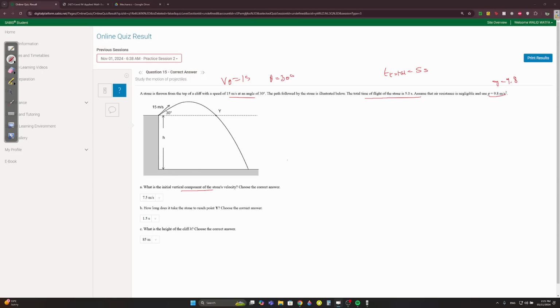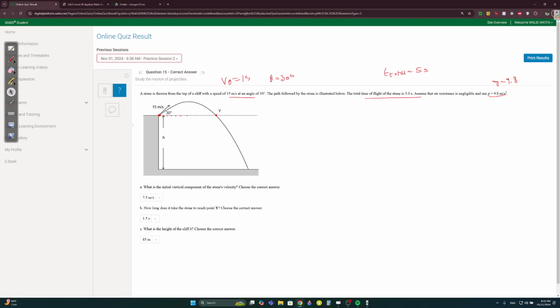What is the initial vertical component? V naught y is equal to V naught sine theta. So it's gonna be 15 sine 30, which is obviously 7.5. How long does it take the stone to reach point Y? Two ways to solve this. They drew a line for you that point Y is at the same Y as the initial point.